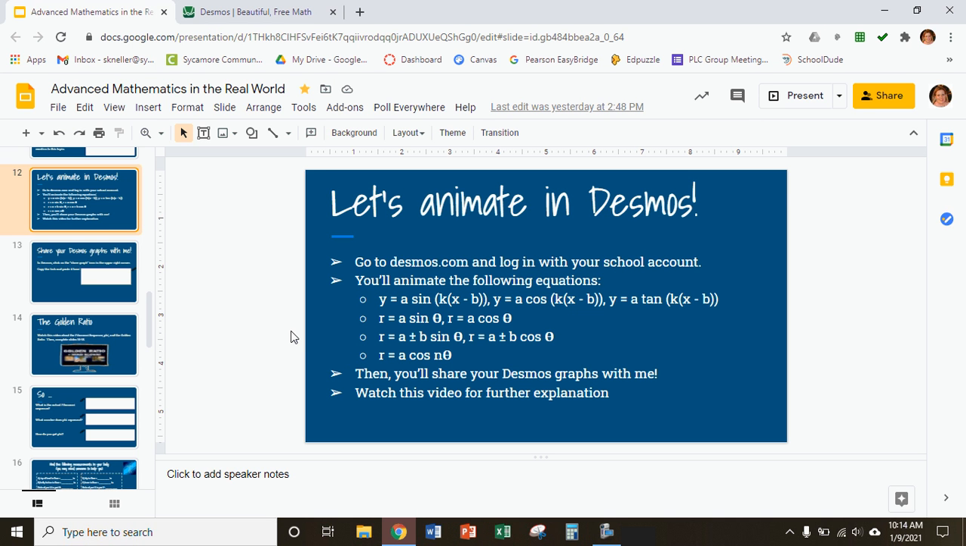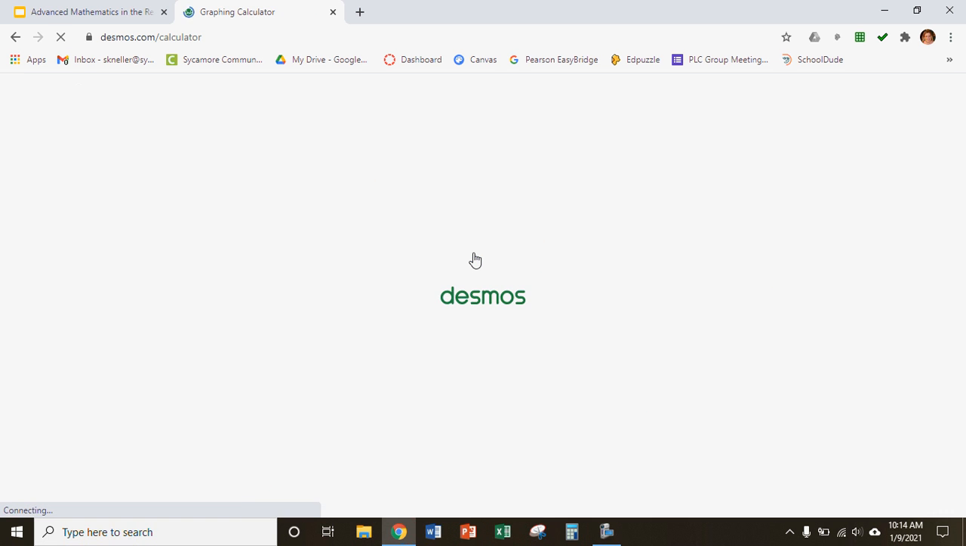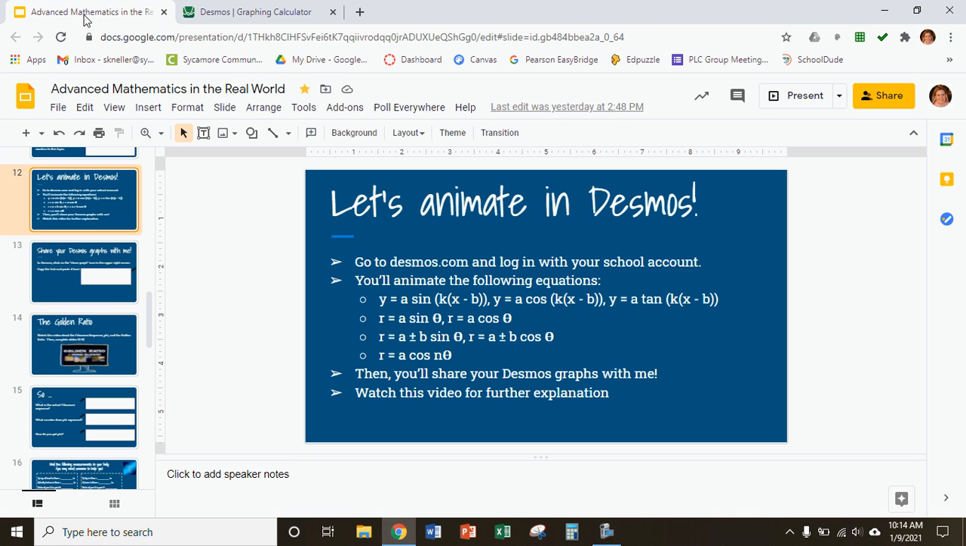Okay? So in order to graph these, you need to go to Desmos. It's just desmos.com. Okay? Over on the side here, you can log in with your school account. Okay? And then once you're logged in, just go to Graphing Calculator. Okay? And it'll pull up a blank graphing page for you. And we're just going to type in those equations that were in the Google slide.